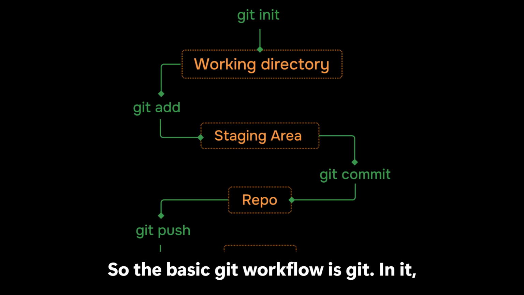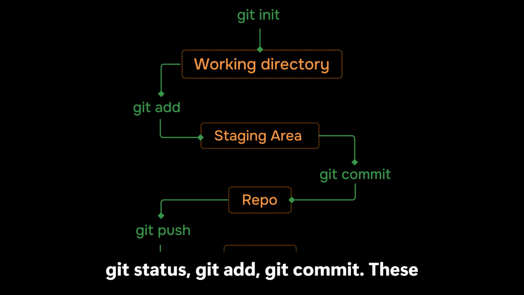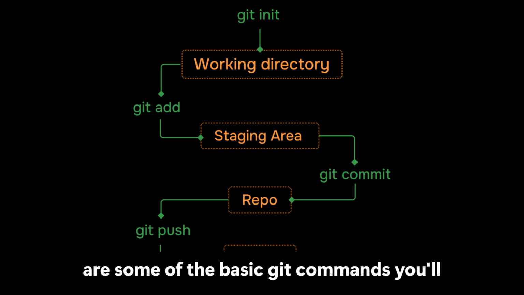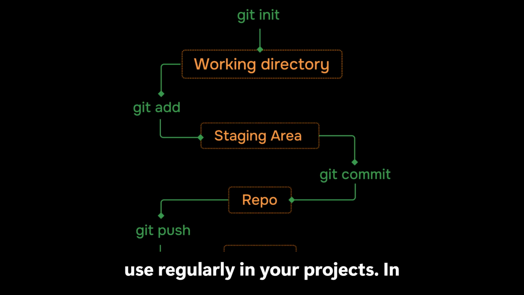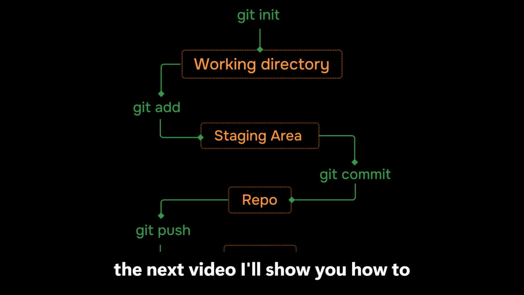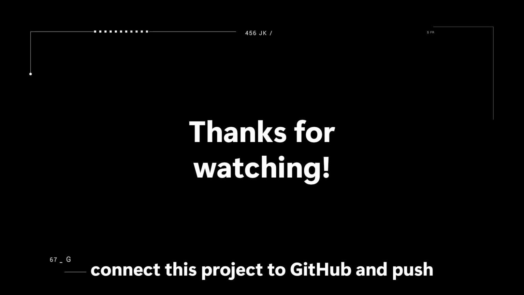So the basic Git workflow is git init, git status, git add ., git commit. These are some of the basic Git commands you'll use regularly in your projects. In the next video, I'll show you how to connect this project to GitHub and push your code.